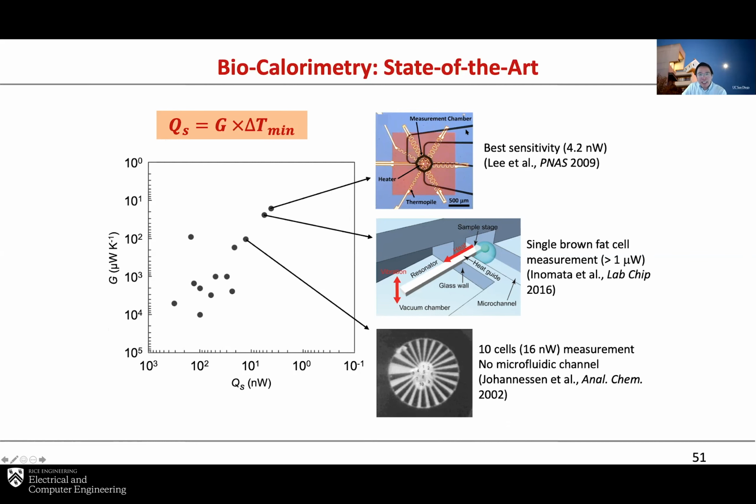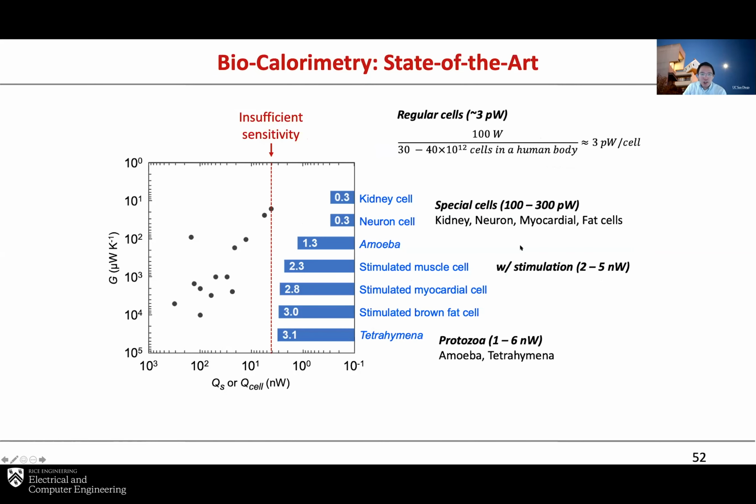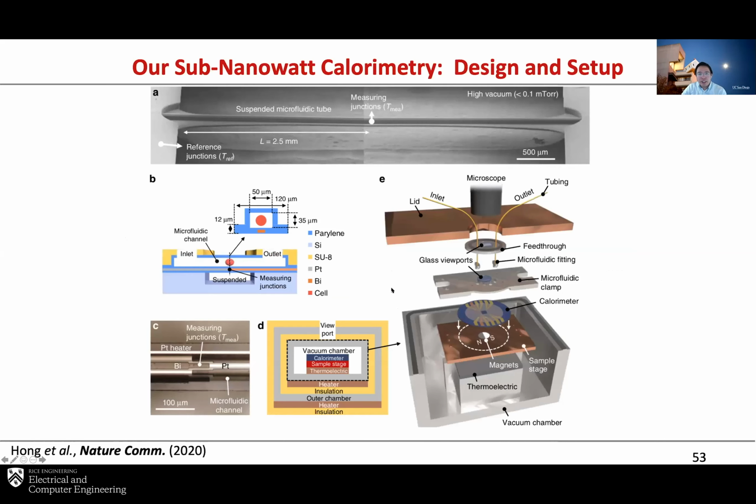The best device so far is the device created by Mike Lucas' group from Caltech 10 years ago. You could get a thermal heat flux on the order of 4 nanowatt. But it's still not sufficient to measure any single cells, because even the most energetic single cells have a heat flux on the order of a couple of nanowatts. So what we set out to do is to make this device and do the measurement.